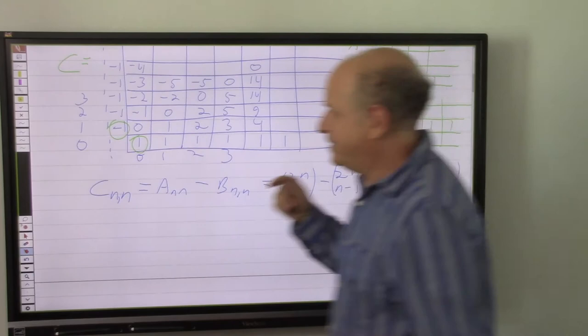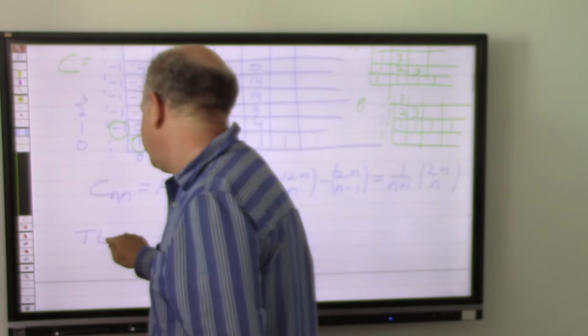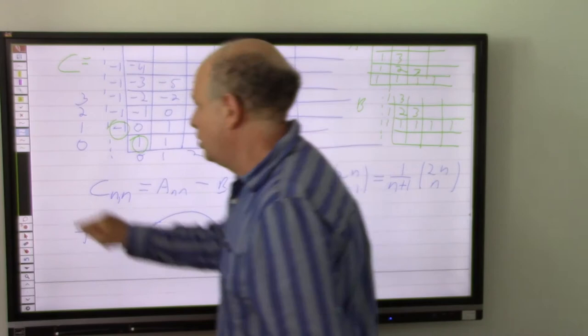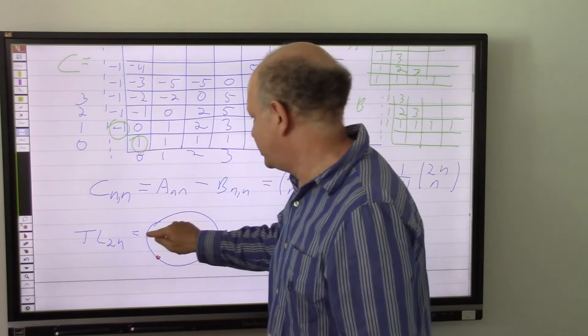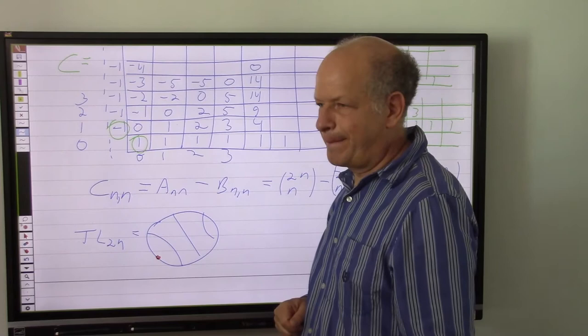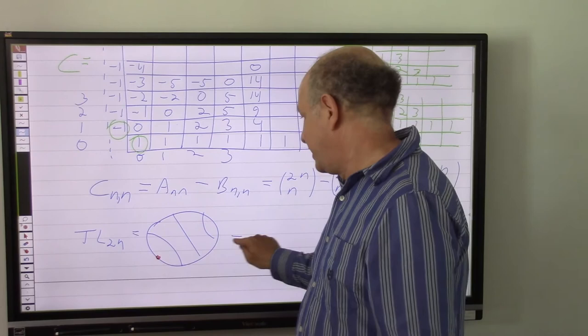So what's an element of the Temperley-Lieb algebra? What's an element of TL_2n? An element of TL_2n is a disk with a beginning point marked, and then a crossingless matching of 2n points. So something like this. Okay?